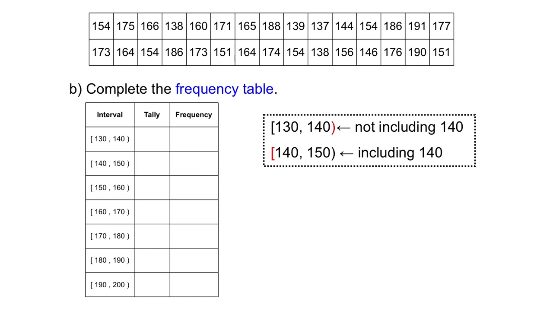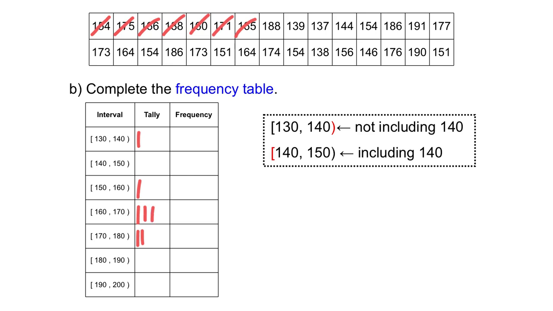So I look at the first one, 154, that's in this interval. 175, that's in this interval. 166 is in this interval, and I keep going like this, building my tally sheet until I have a full frequency table.